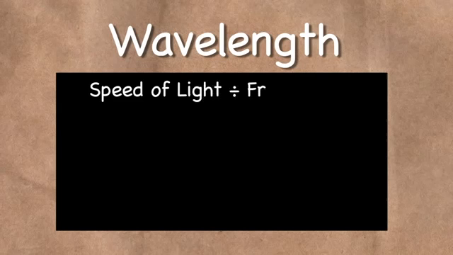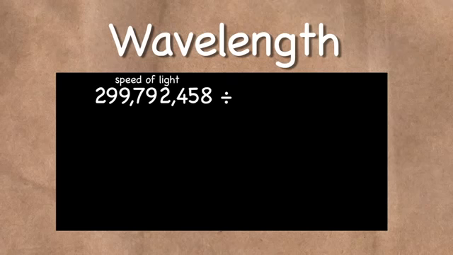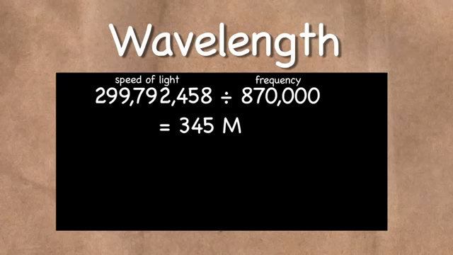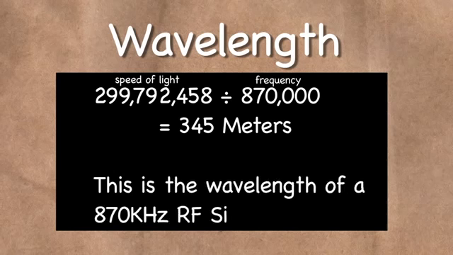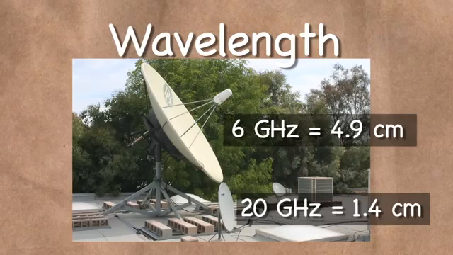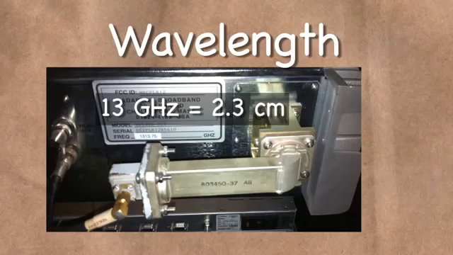Due to the fact that RF travels at the speed of light, or very close to it, the wavelength of a radio wave can be determined by dividing the speed of light by the frequency. As an example, an RF signal with a frequency of 870,000 Hertz has a wavelength of 345 meters. The wavelength of an RF signal is very important, as the physical shape and size of components used affect the RF signal based on its wavelength. The scientific term for wavelength is lambda.